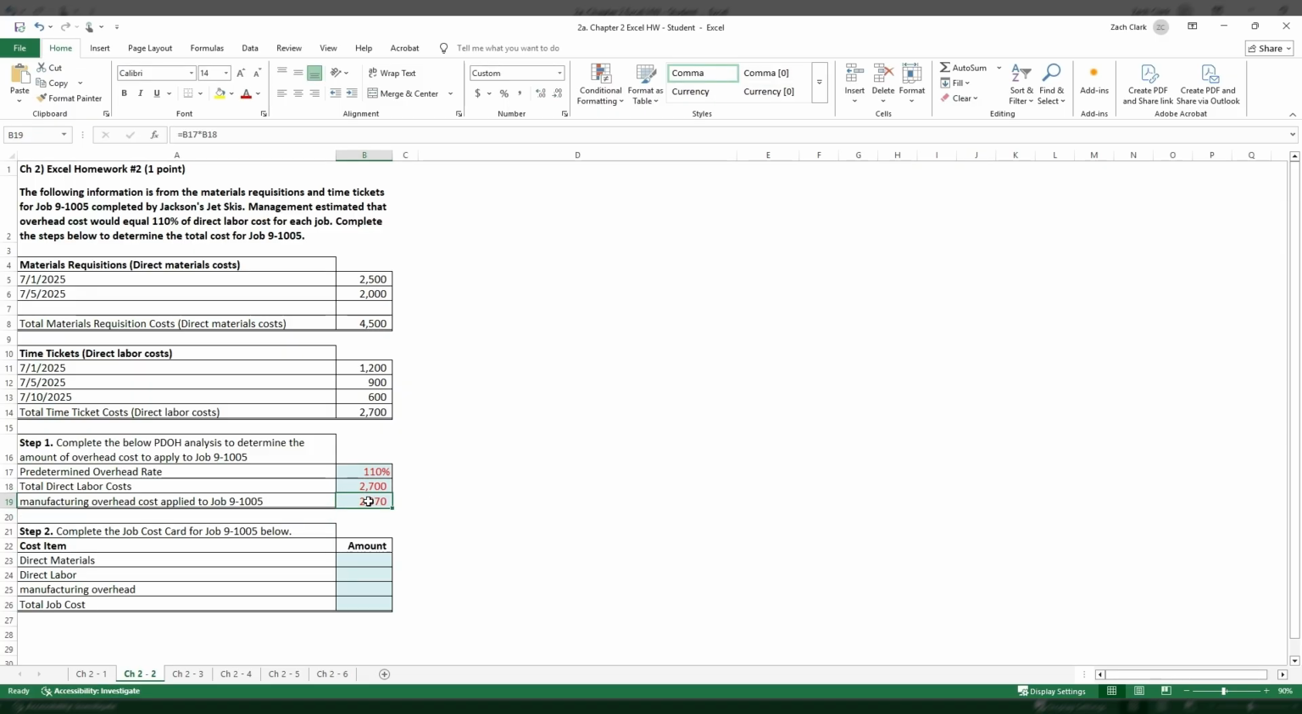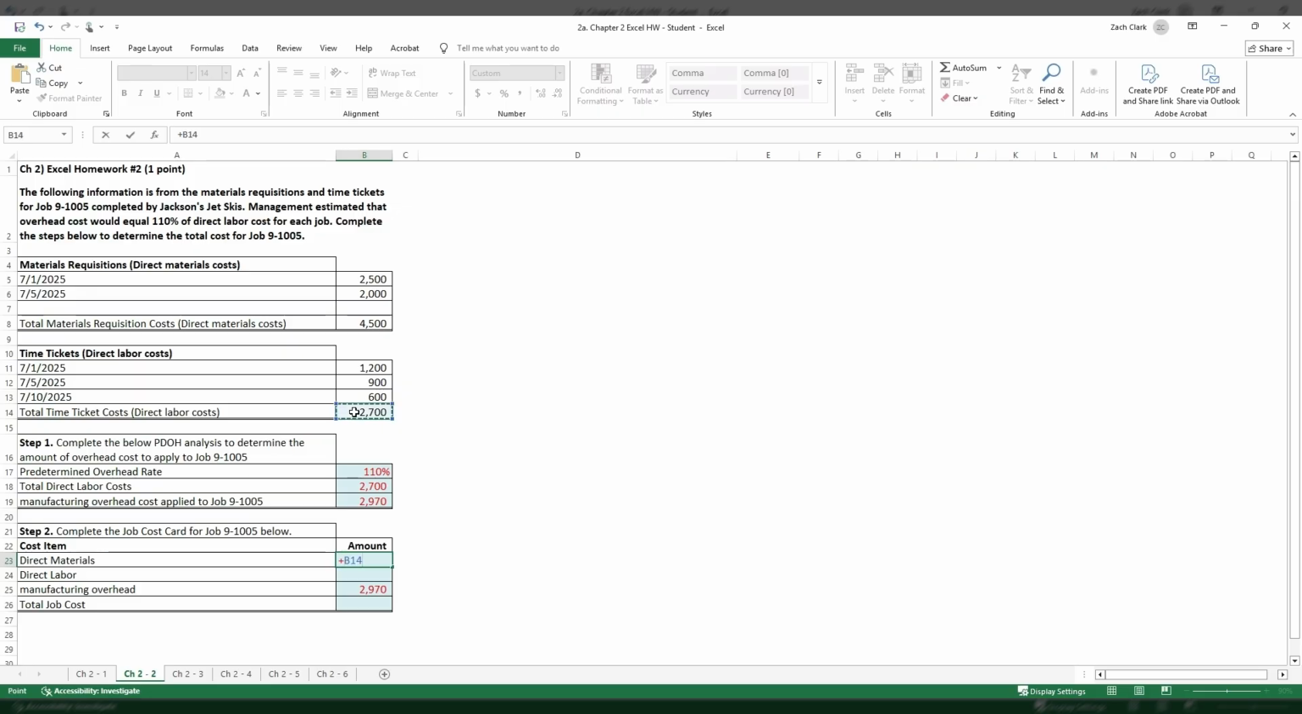And so basically what we're saying is we estimated that for every dollar of direct labor cost, we're going to apply or allocate $1.10 of overhead cost, right? And since this job actually took $2,700 of direct labor costs, we're going to apply 1.1 times 2,700, 110% times 2,700, which is 2,970. Again, that's an estimate. That's our allocated estimated amount. And so we're going to true that up at the end of the period. We'll look at doing that in different problems. But here we just want to calculate that amount. And then that's our manufacturing overhead.